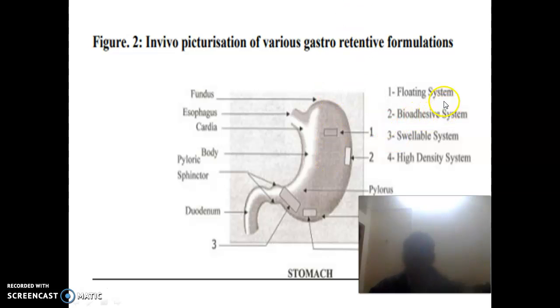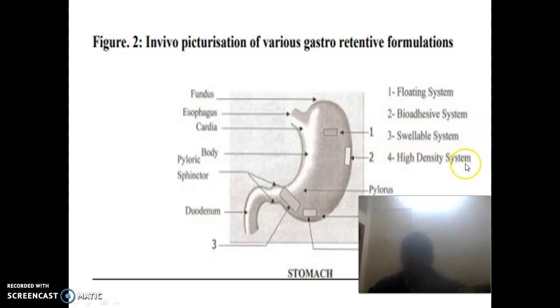So first is the floating system. We have to float our dosage form on this fluid, gastric fluid. Second is the bioadhesive system. In the bioadhesive system, our dosage form has to stick on the wall of the stomach. Third is the swellable system. We have to swell our system or dosage form so that it should not cross the pyloric sphincter, right? So these are some important approaches.